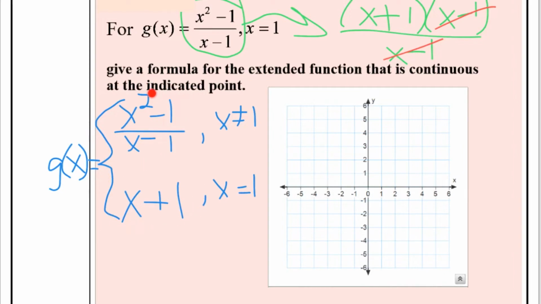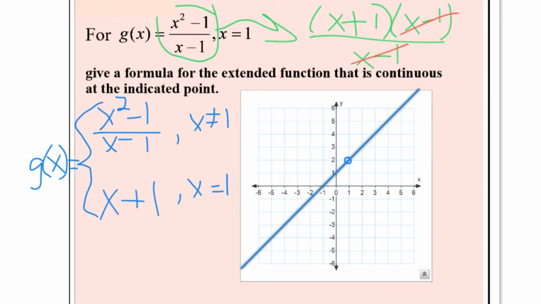So this is the original. X couldn't be 1 because you can't divide by 0. And then this is the new one I have that works because with this, where x is 1, this actually completes and makes it a continuous function.